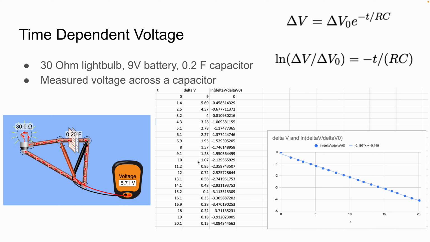Next, we did a quick graph using this formula right here. We graphed the natural log of delta V over delta V naught and its relationship to time. So we got a slope that would be equal to negative 1 over RC. Our slope was negative 0.197, and all the data is shown here. And this is how we connected the 30 ohm light bulb, the 9 volt battery, which was used to charge the capacitor, and this is me discharging it, and calculating the voltage at the capacitor.